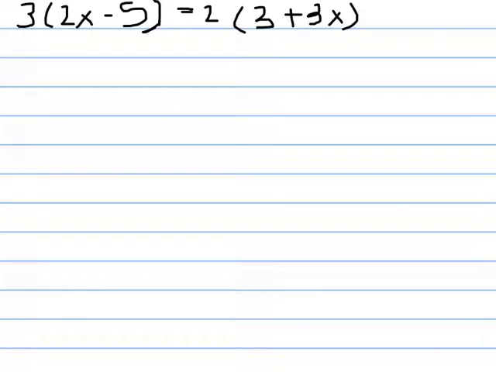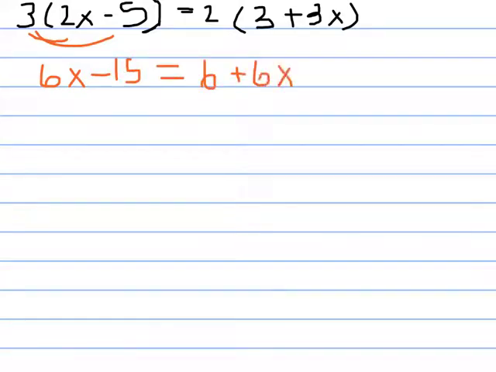All right, let's look at one more quick example here. We have to distribute both sides, distribute the number through to both sides. So we've got here 6x minus 15. And on this side we need to distribute this 2 through, so we get 6 plus 6x. Now let's combine like terms, so we're going to subtract the 6x over. And let's add this 15 over to this side.